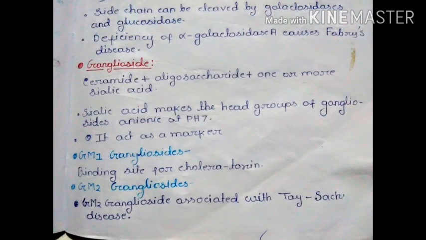Heat labile means anything that is heat sensitive. If we increase the temperature, the molecules become degraded. So that is why it is called heat labile enterotoxin. So GM1 acts as a site for cholera toxin.